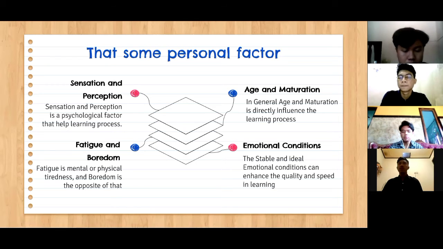Fatigue and boredom will decrease the efficiency in learning. For example, if a person is tired or bored, their mind will take a longer time to understand the material given, or maybe they clearly do not understand the material given or explained by the lecturer or teacher.